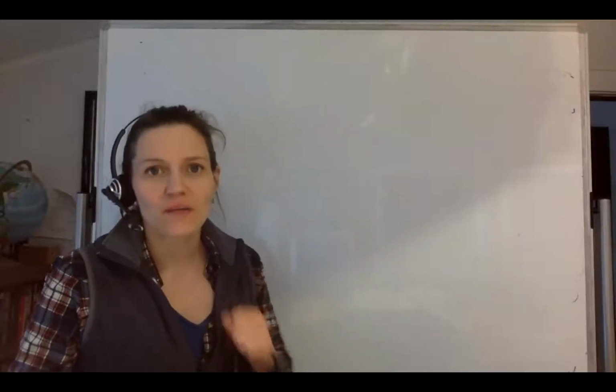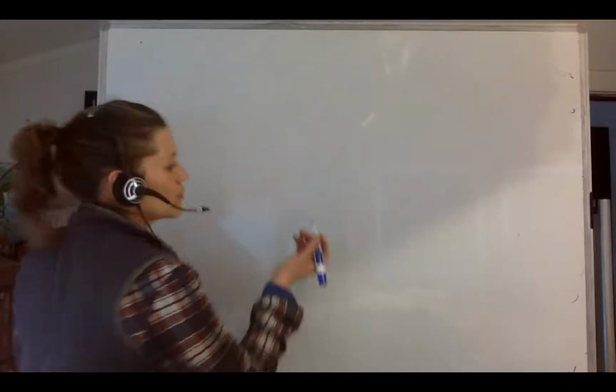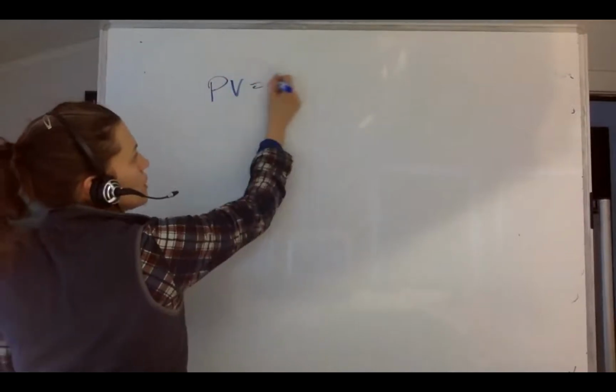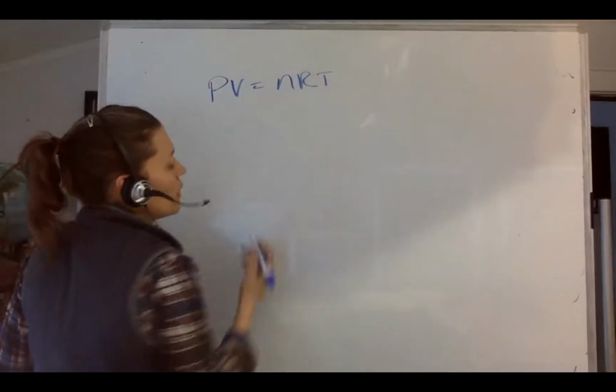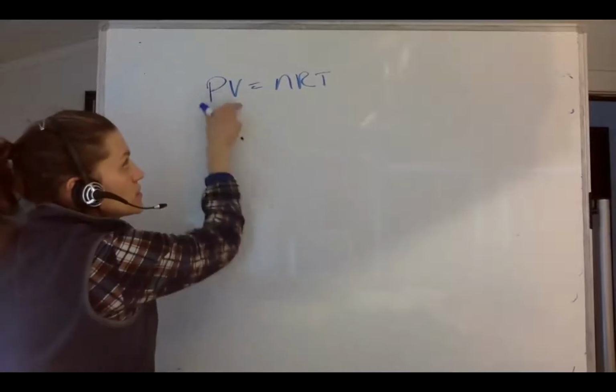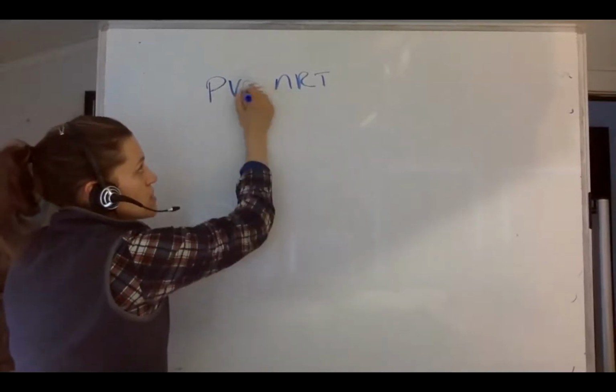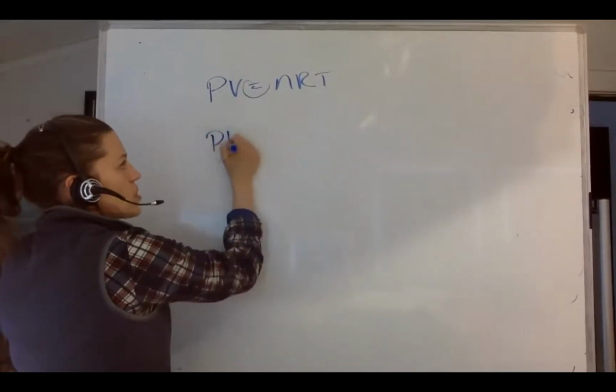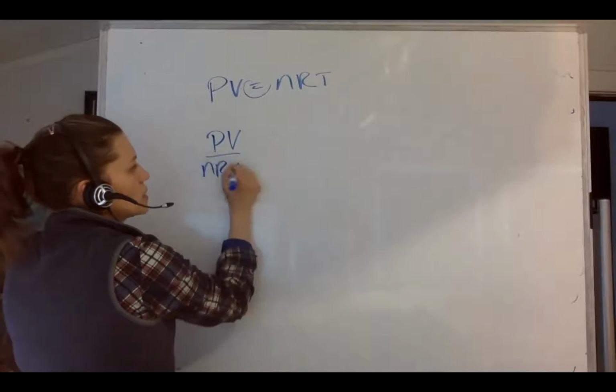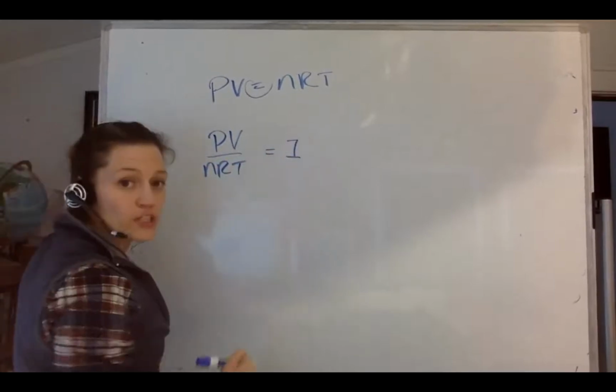Okay, so now we're going to talk about real gases. So we return to ideal gas. And if it's an ideal gas, the left hand should equal the right hand, hence the equal sign. So if I were to take PV divided by nRT, I should get 1.